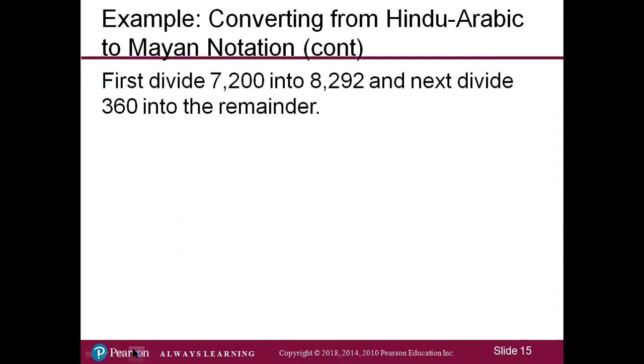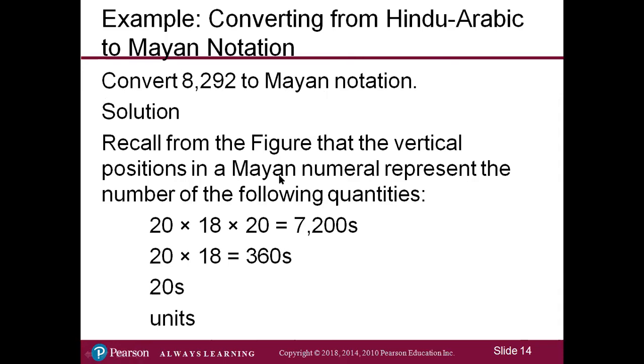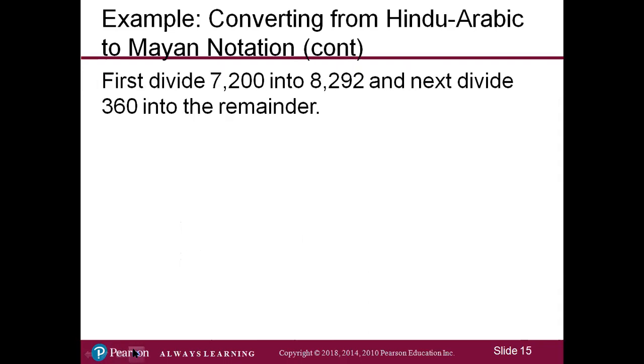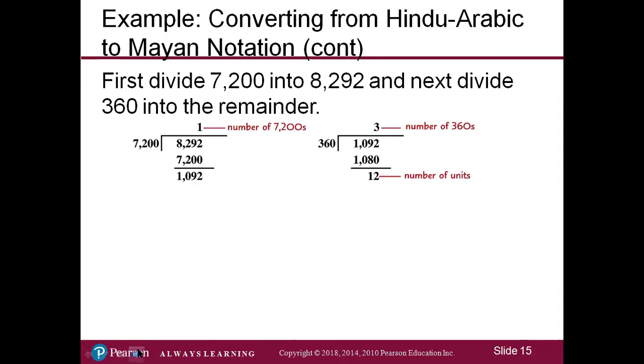It's kind of strange. So the highest power is then the 7,200's place, the 360's place, the 20's place, and the 1's place, moving up the paper, right? So you start at the bottom, reading upward. First divide 7,200 into 8,292, and next divide by 360 into the remainder.